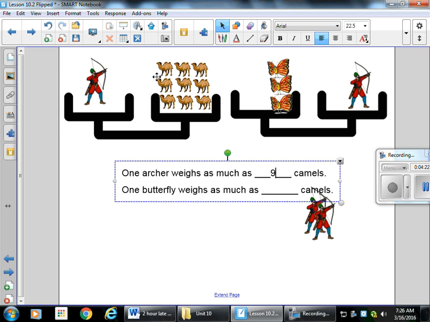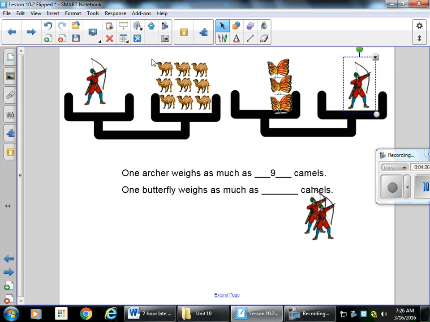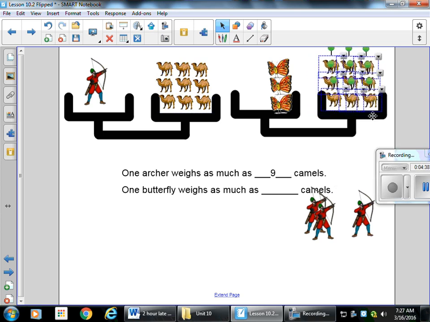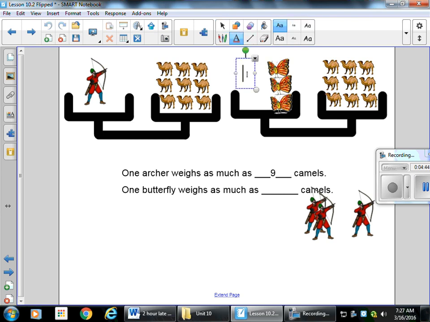So now we have to do some transforming. I have to change this archer for 9 camels. Do you see how we can make that trade? Because 1 archer weighs the same as 9 camels. So I'm going to transform. I'm going to put my 9 camels here because that weighs the same, according to this balance, as 9 camels. So now I have 3 butterflies. I have 9 camels. So 1 butterfly weighs the same as 3 camels.